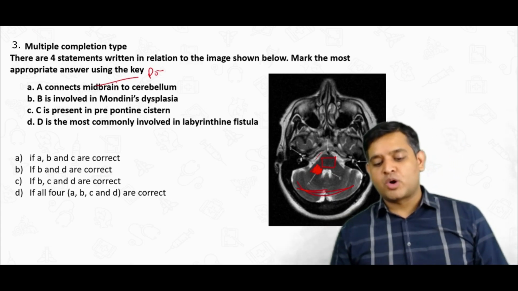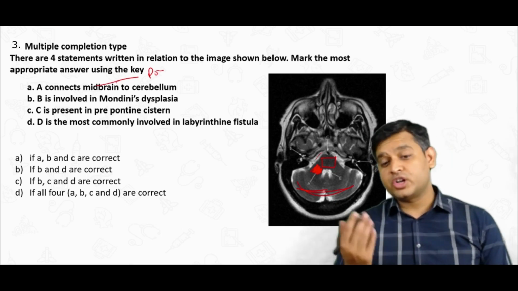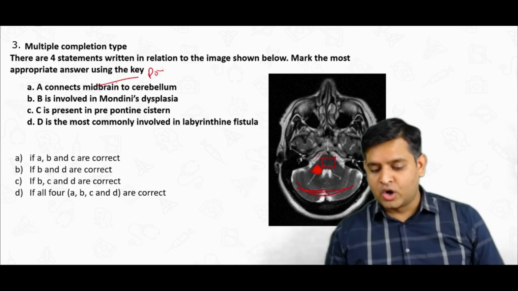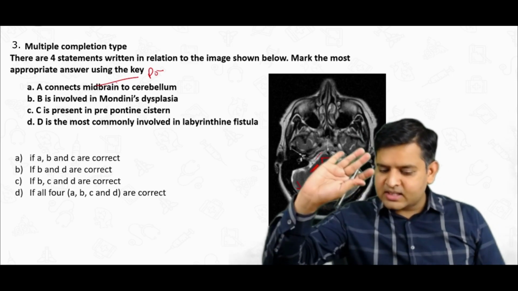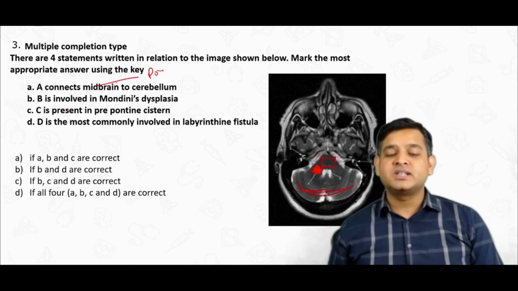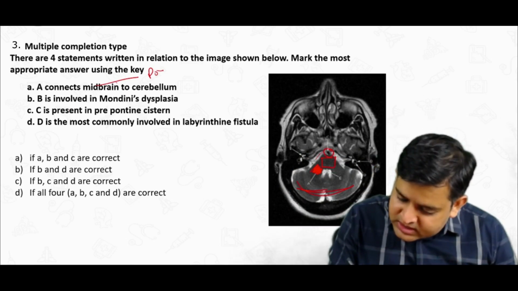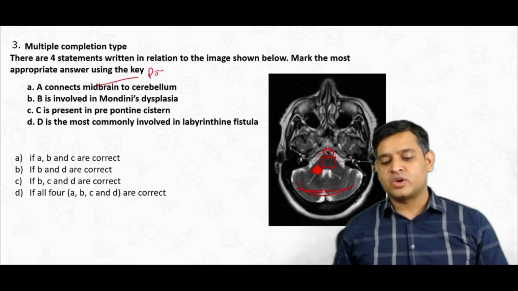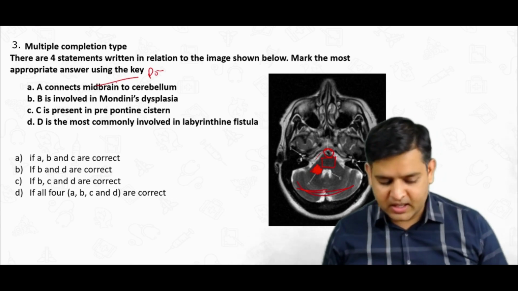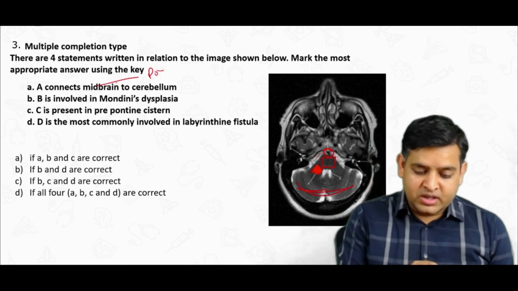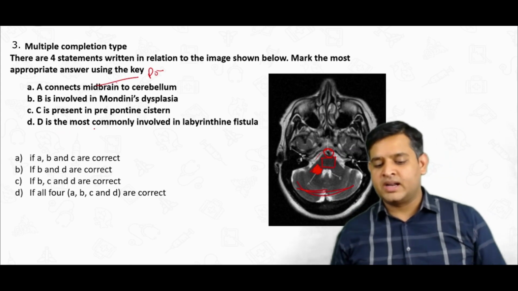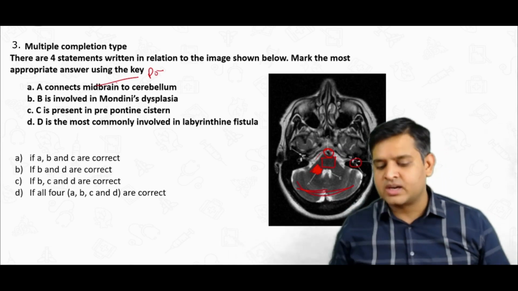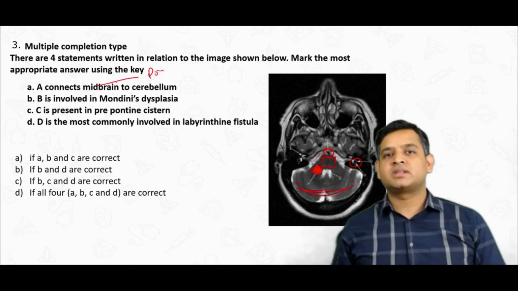B is involved in Mondini's dysplasia. You are not really sure whether B is involved in Mondini's dysplasia or not, so let's leave it for the time being. C is present in the prepontine cistern. You are definitely sure that this is the basilar artery, which is present in the prepontine cistern. Now D is the most commonly involved in labyrinthine fistula. So D is the lateral semicircular canal, which is commonly involved in labyrinthine fistula.